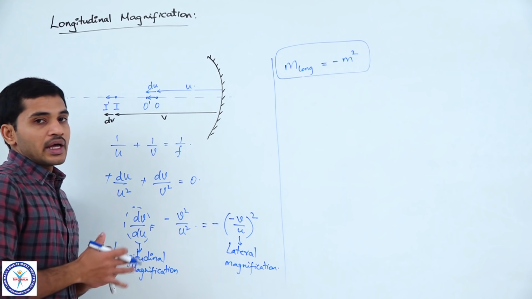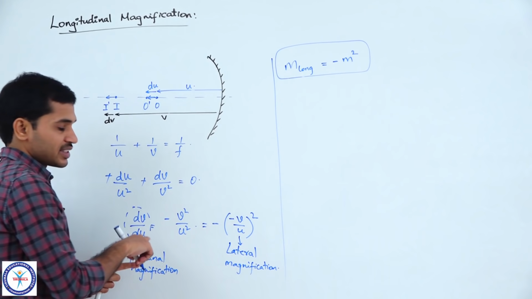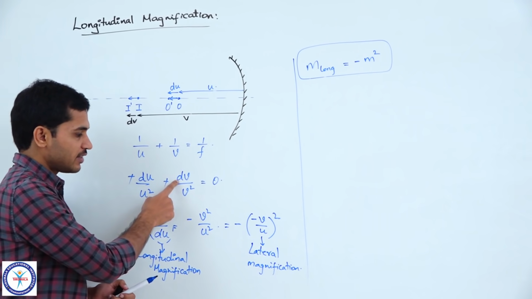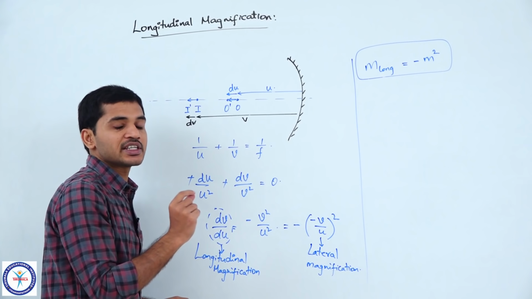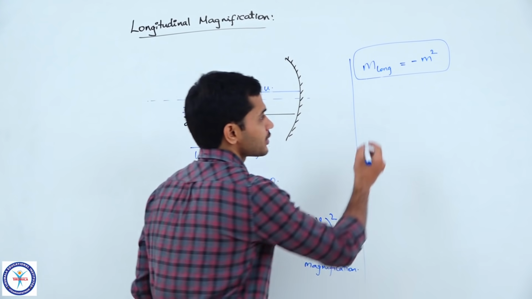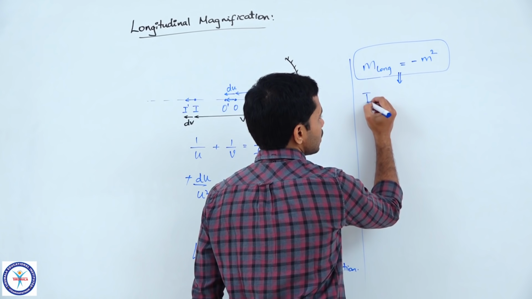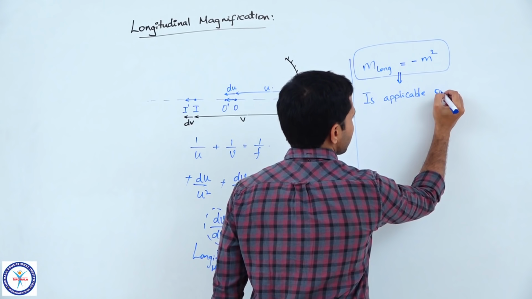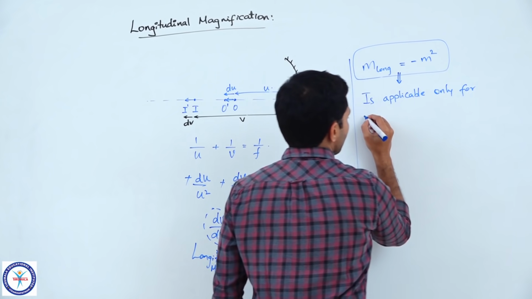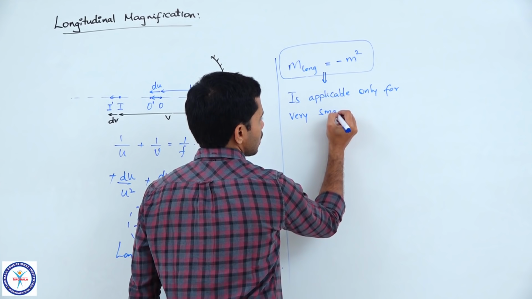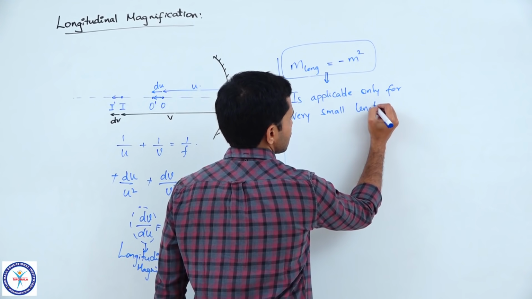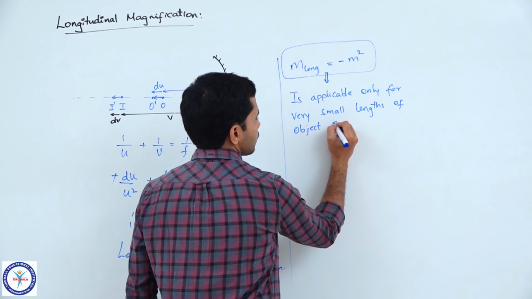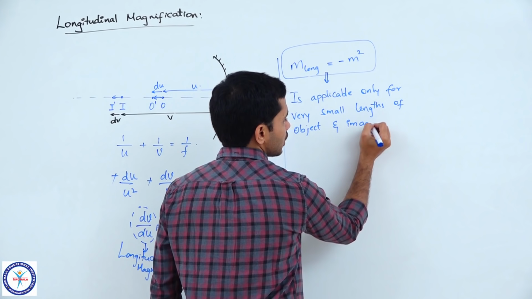Now, as I told you, during the derivation you can see that I have used du and dV. I have found the relation between dV and du, which are very small, infinitesimally small lengths. Which means this formula is applicable only for very small lengths of object and image. So, you can't use this for long objects.